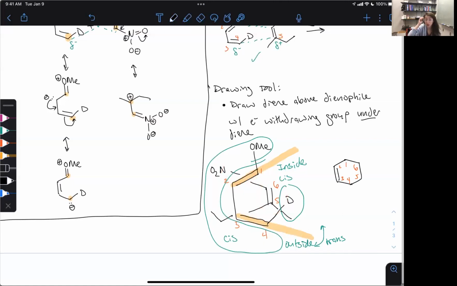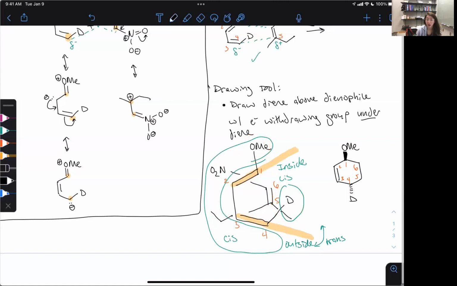Okay, so we want to start off with anything that is outside being cis to each other. It doesn't matter which one you pick. I'm just going to go with a wedge for outside stuff. So anything that's outside is going to be on a wedge. On number 1, I've got the methoxy group. 2 and 3 don't have anything. 4 has my deuterium. So my methoxy is on the outside, my deuterium is on the inside. So the deuterium has to be trans to my methoxy.